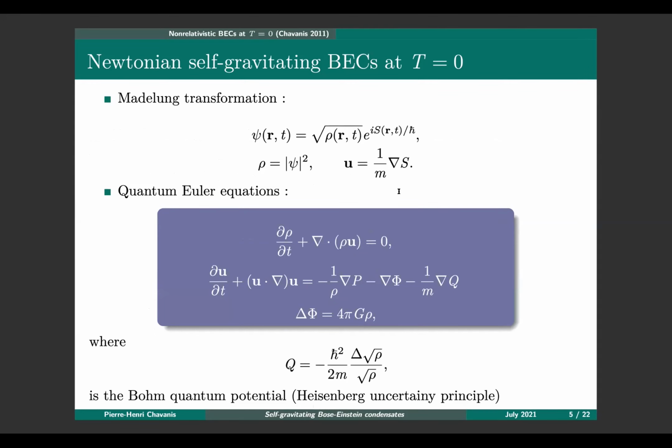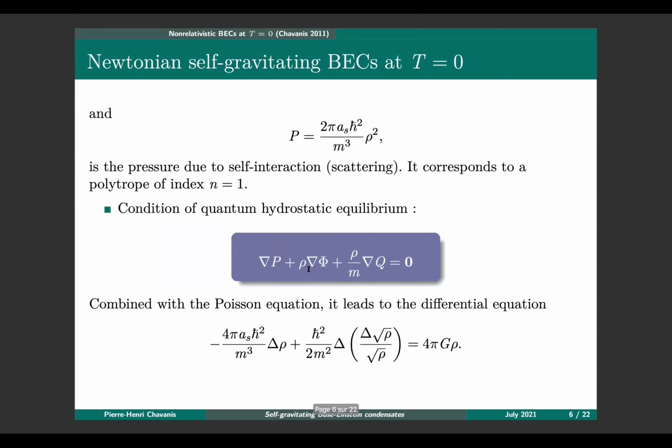By using the Madelung transformation, it is possible to transform the Gross-Pitaevskii equation into hydrodynamic equations, which are similar to the usual Euler equation, except that they include an additional term, which is the Bohm quantum potential, and which takes into account the Heisenberg uncertainty principle. There is also a pressure force, which is due to the self-interaction of the bosons, and which is given by this relation. It corresponds to a polytrope of index n equal to 1.